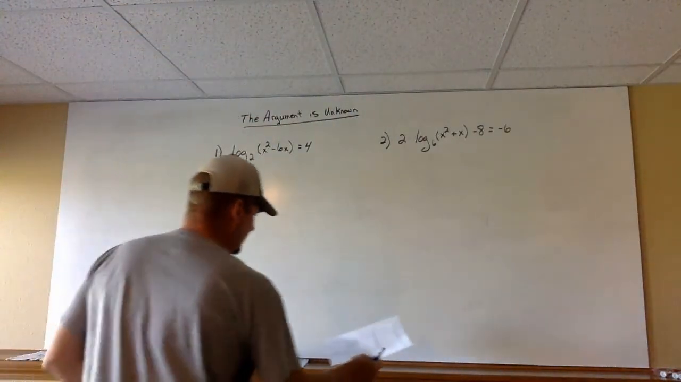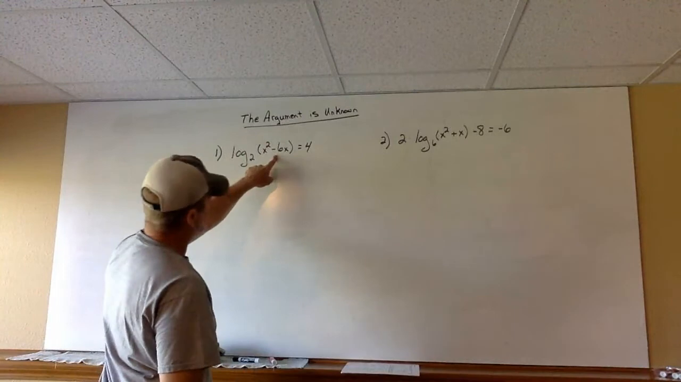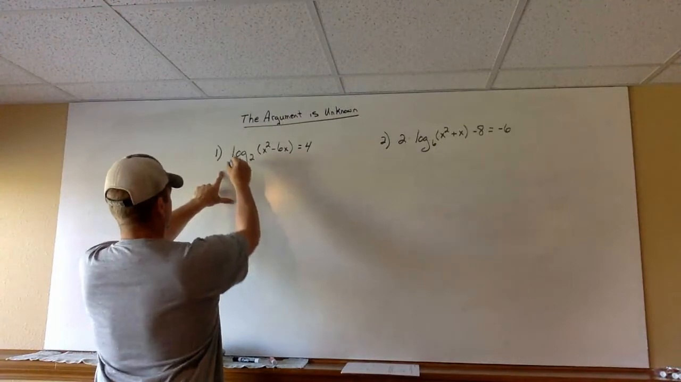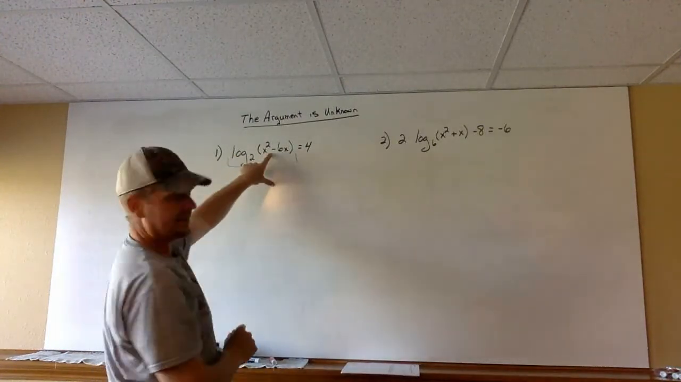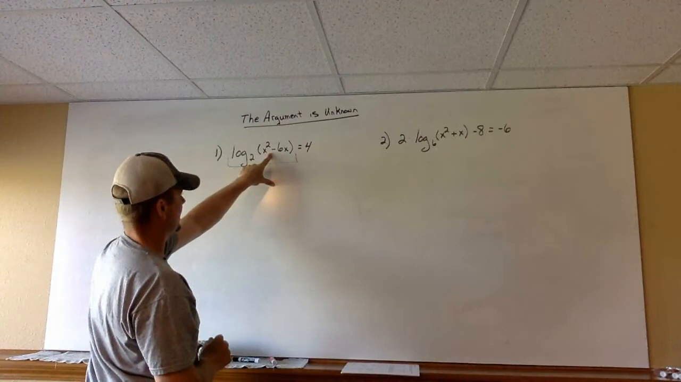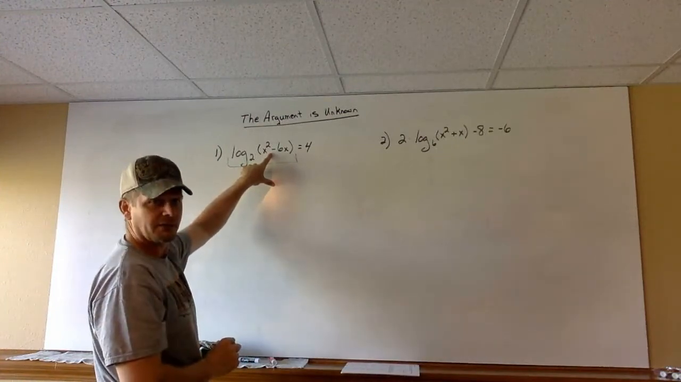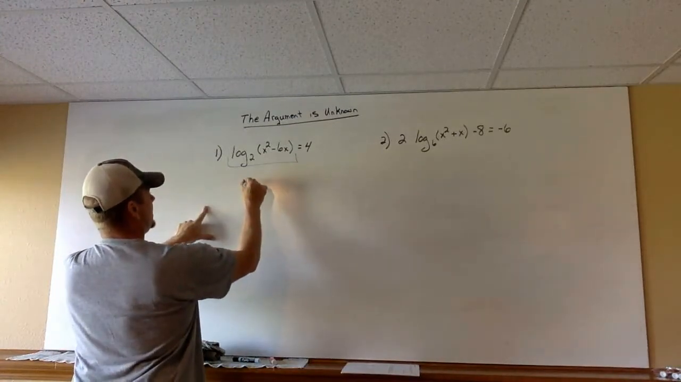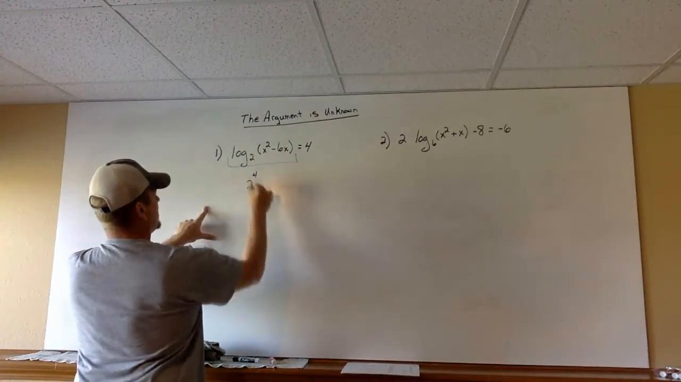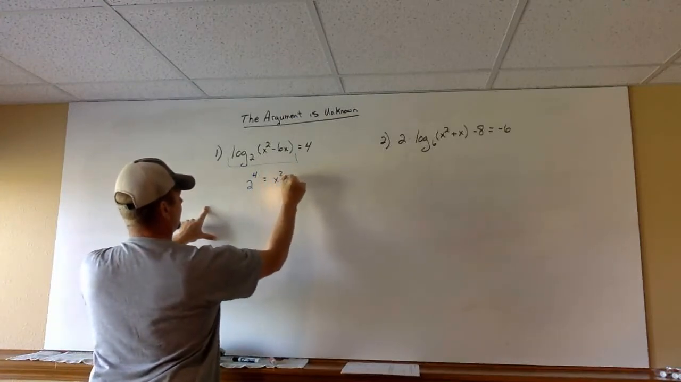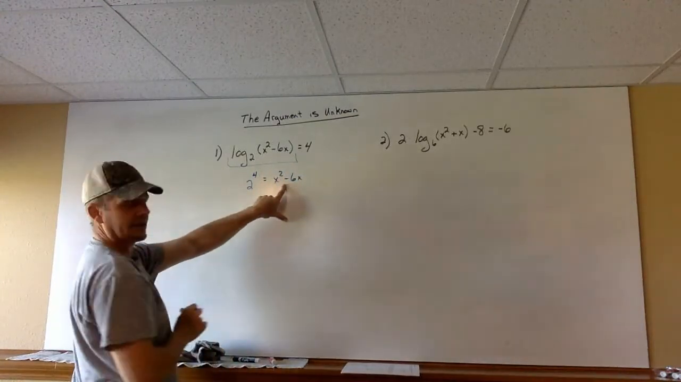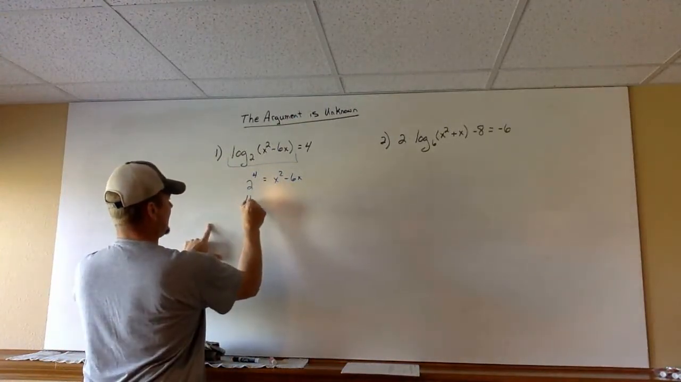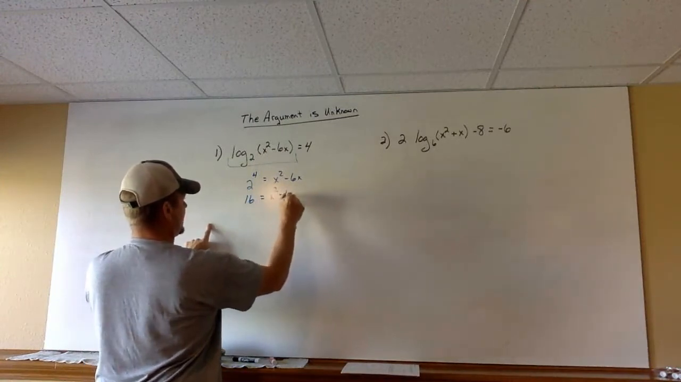So, again, I do not know what the argument is. I do know it's log base 2. Well, that's no big deal. Notice my log is already isolated. So because my log is isolated, I'm going to change this from a logarithmic equation into an exponential equation. So that means it's the base to the exponent equals the argument. Okay, oh, I got a quadratic equation. Well, what's 2 to the 4th power? 2 to the 4th power is 16 equals x squared minus 6x.